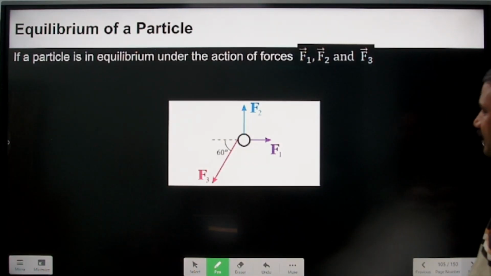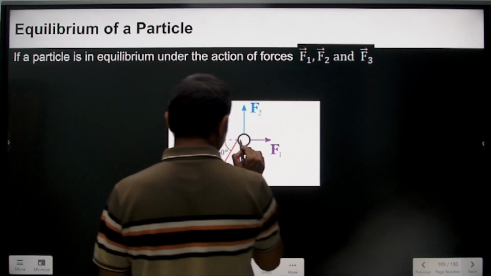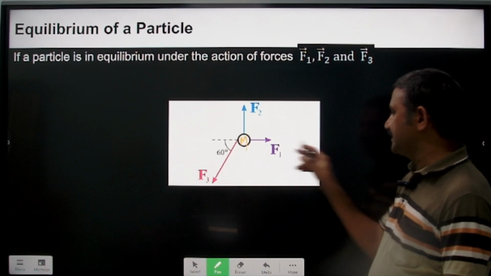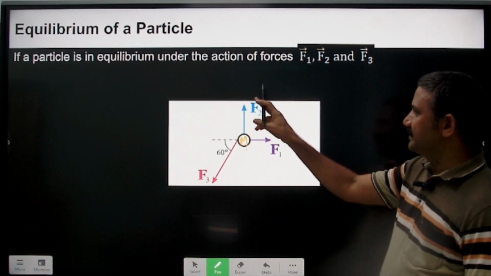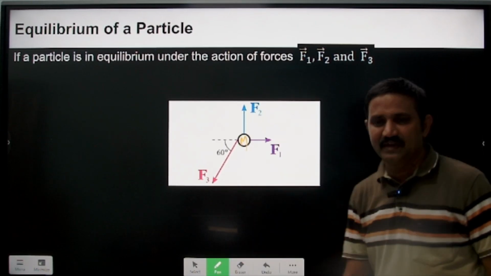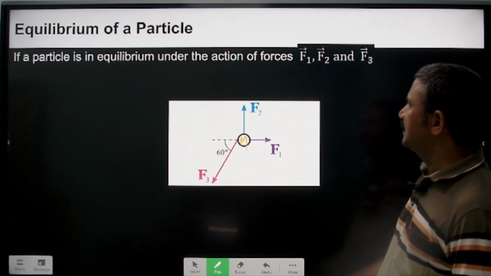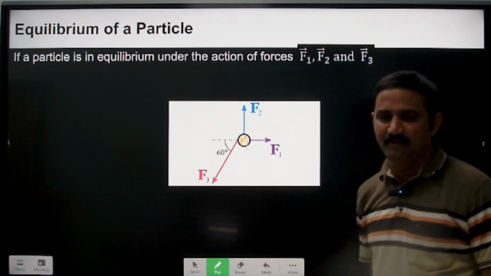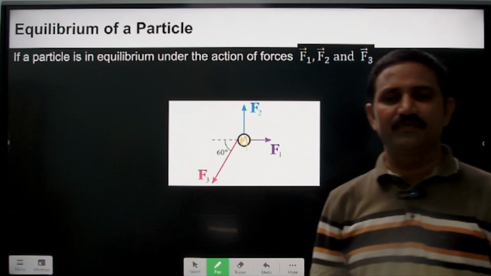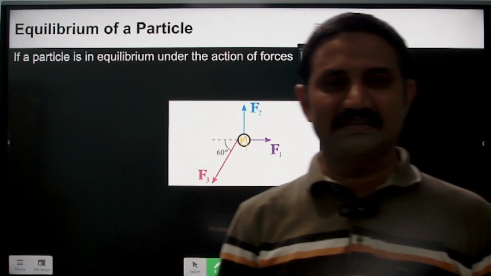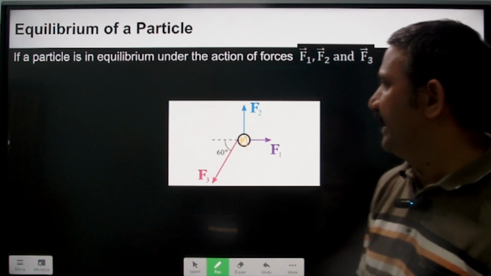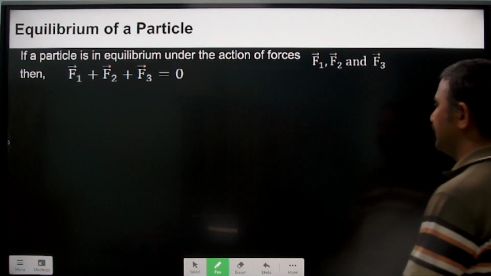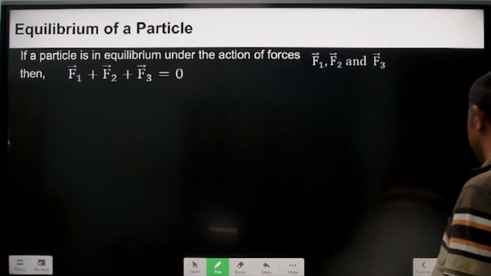Suppose, for example, this body of mass M. On this body F1 force is acting in this direction, F2 force acting in this direction, and F3 force acting in this direction. The summation of all the forces, F1 bar plus F2 bar plus F3 bar, is equal to 0, then the body is in equilibrium. So here that is F1 bar plus F2 bar plus F3 bar is equal to 0.